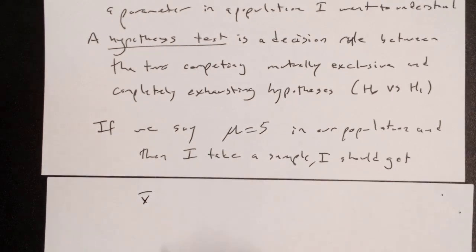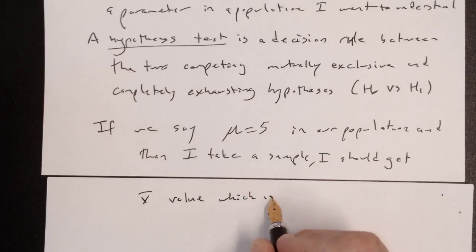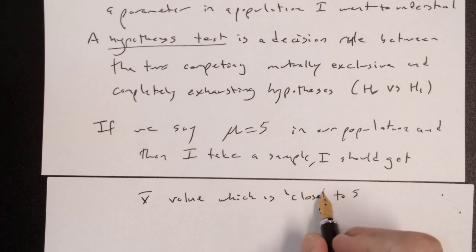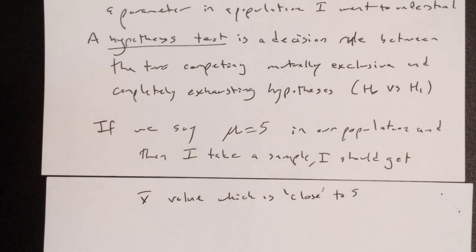And that should be close to 5. That's the problem statement right there. Close. Maybe I'll get 4.9. Maybe I'll get 5.1. Maybe I'll get 6. Maybe I'll get 13. Maybe I'll get 2. I don't know. Maybe I'll get 5.03. No idea.